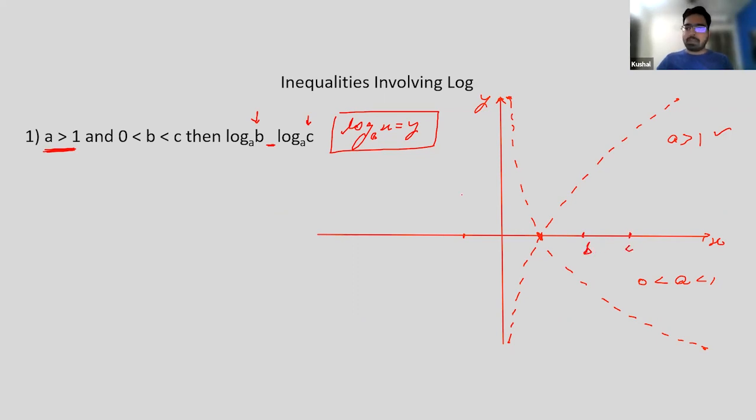So now what will happen? If you look at the value of the log, your value of log base a of b will be somewhere over here, and your value of log base a of c will be somewhere over here, correct? Now, which value is higher? Of course, the output over here is higher than the output over here. So can I simply say that the higher the input value, the higher the output? So my inequality will be like this: log base a of b must be less than log base a of c.